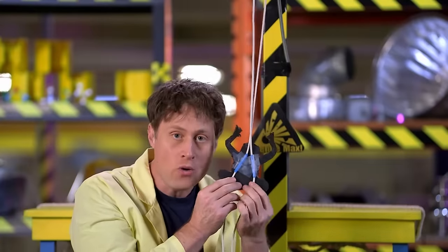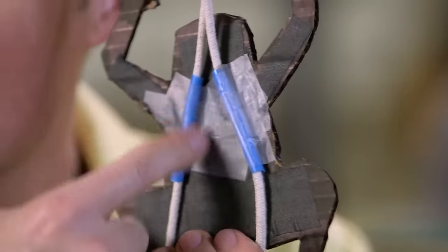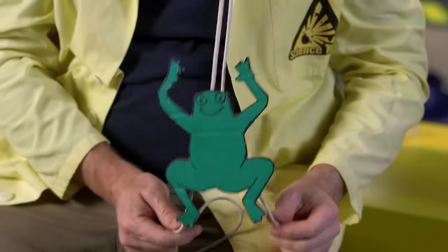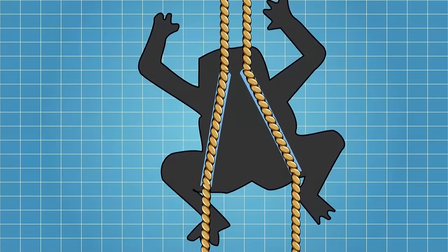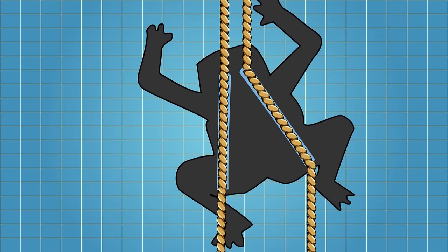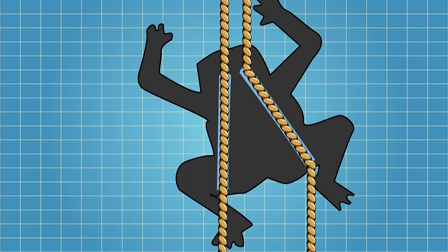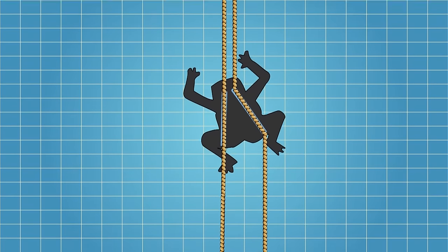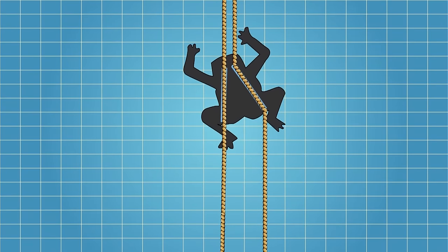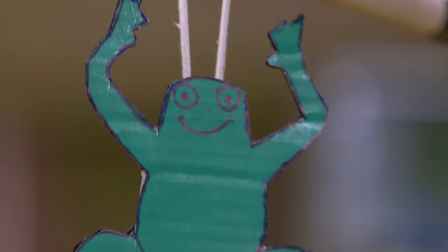Well, because of friction. The secret is two straws. The straws are pointed away from each other at the bottom. This allows it to climb thanks to friction. Take a closer look. When I pull on one string, it pulls straight, which makes the frog pivot. That string slips through the straw because there's not a lot of friction, but there's lots of friction on the other side because of the angle. So one side of the string goes down, which makes the other go up, which means the frog goes up with it, all thanks to friction.